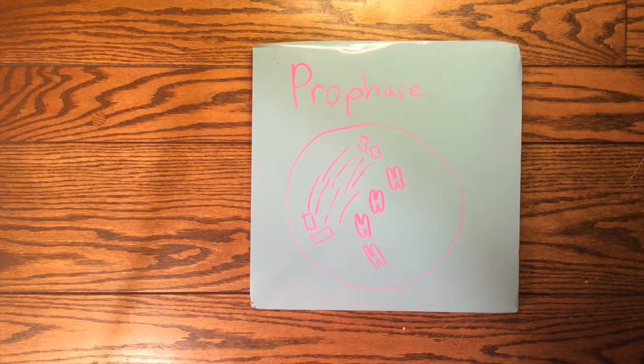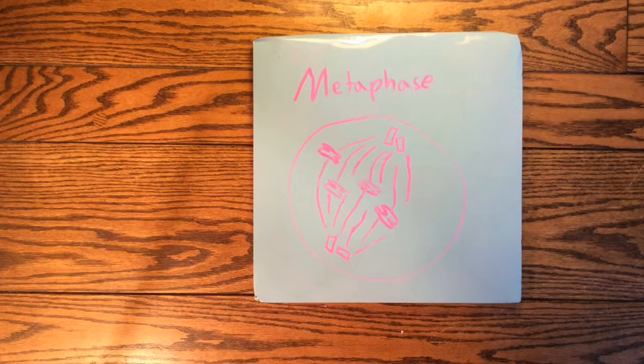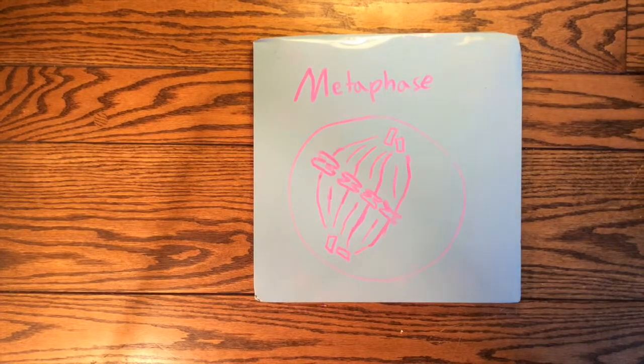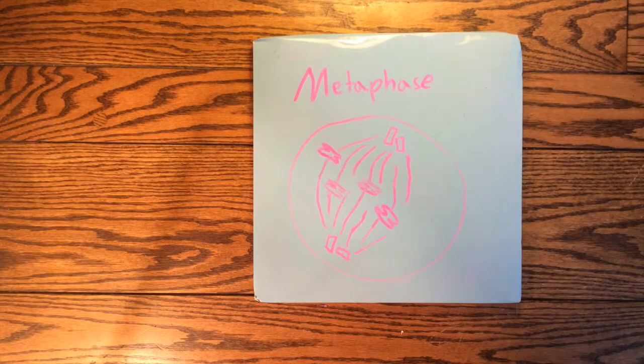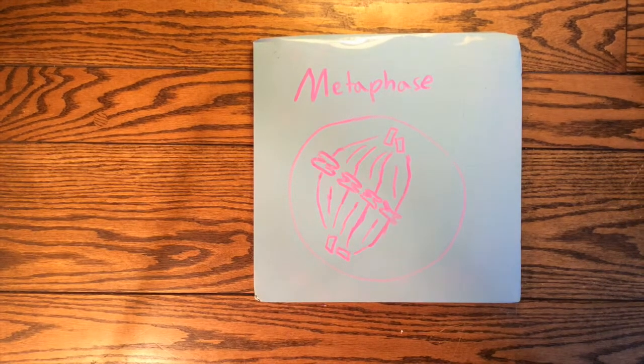Then metaphase begins. Metaphase, step 2 of mitosis. Now the chromosomes are aligned in the center of the cell and are held firmly in place by the centrosomes on either side of the cell. The mitotic spindle is also fully formed.